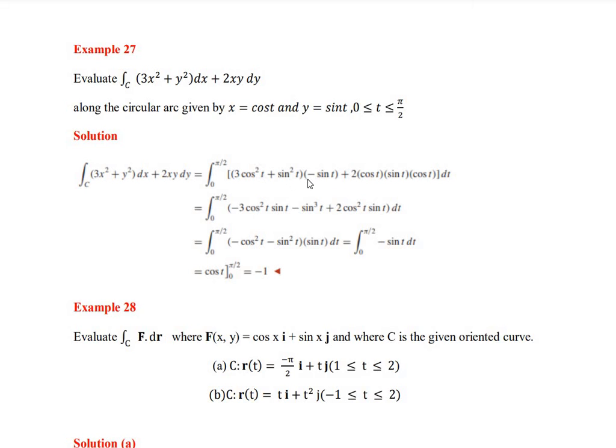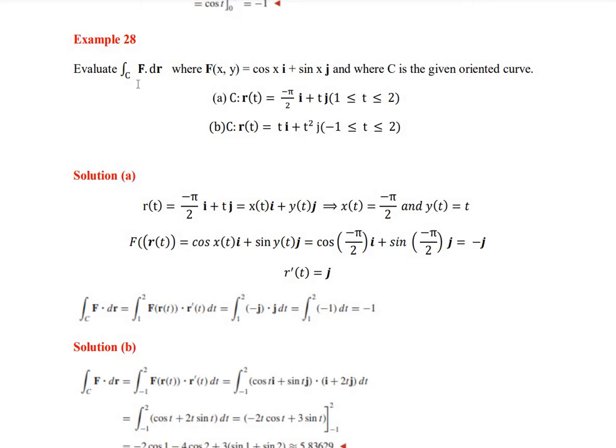So we substitute x = cos t and y = sin t in this equation, and you will get this one. So this becomes an integral in one variable, that is t. When you evaluate this one, you will get the answer as -1.